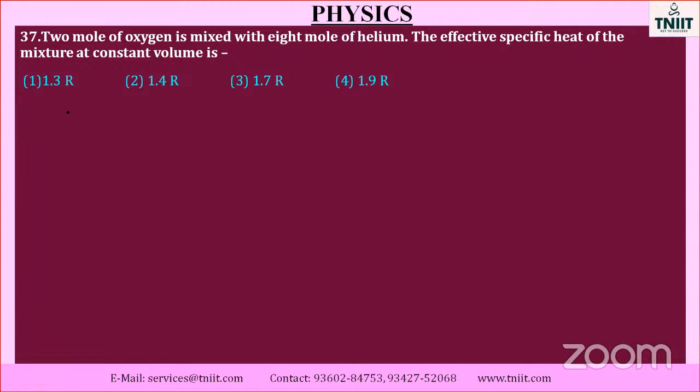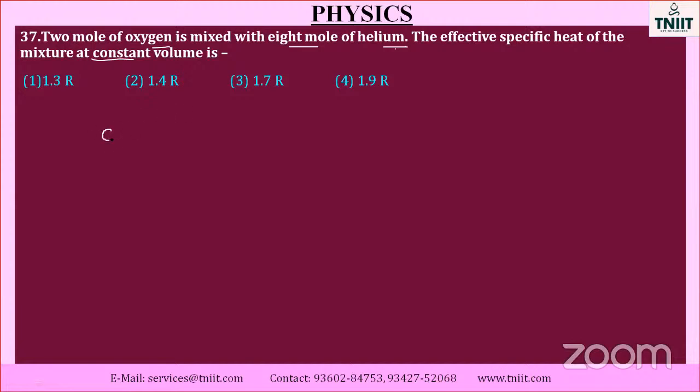Come to the next concept. 2 moles of oxygen is mixed with 8 moles of helium. What is the effective specific heat of the mixture at constant volume? Since oxygen is diatomic and helium is monatomic, they have given the moles. One is 8 moles, the other one is 2 moles. Specific heat of the mixture is at constant volume. Then what is the formula?